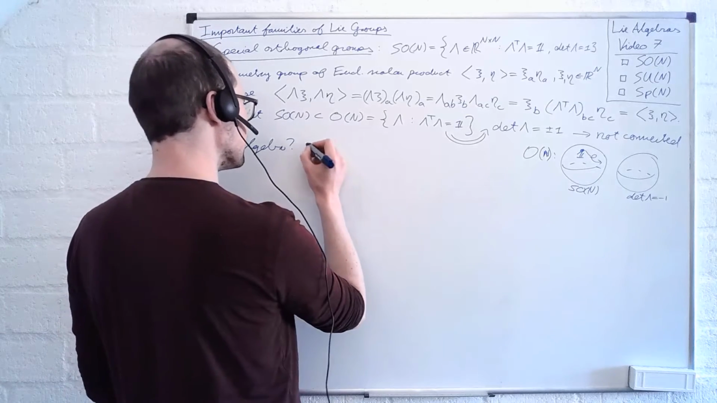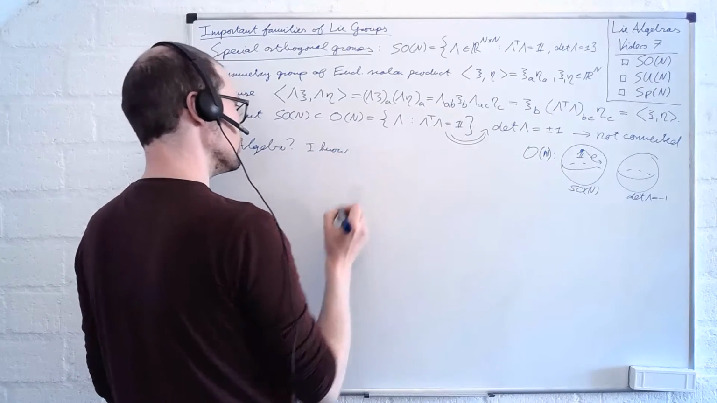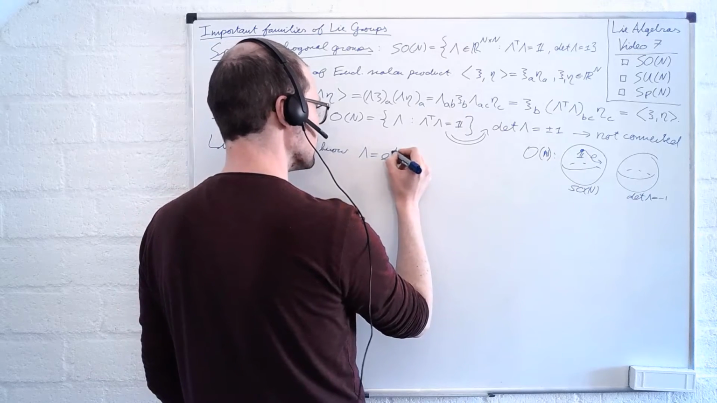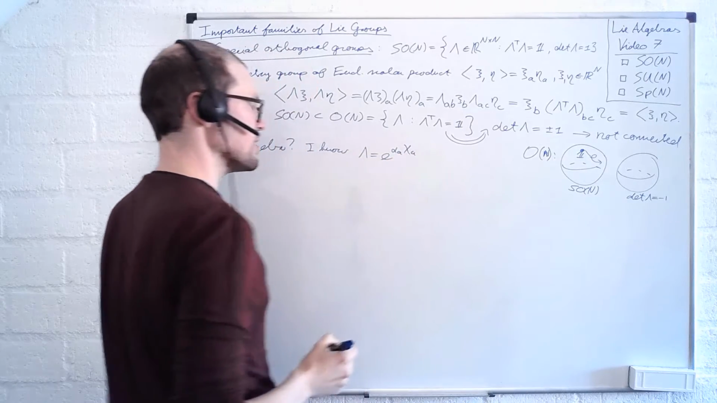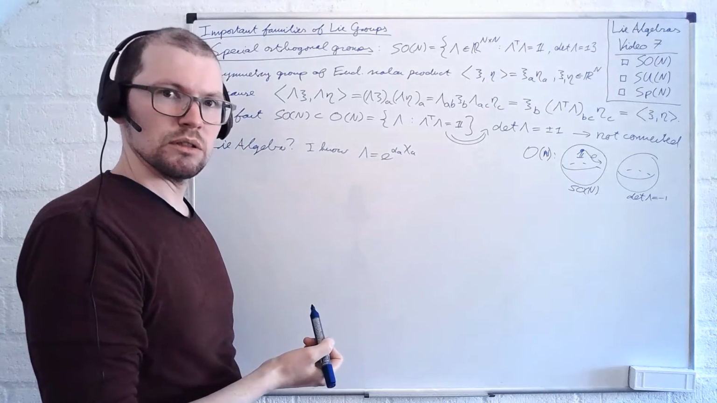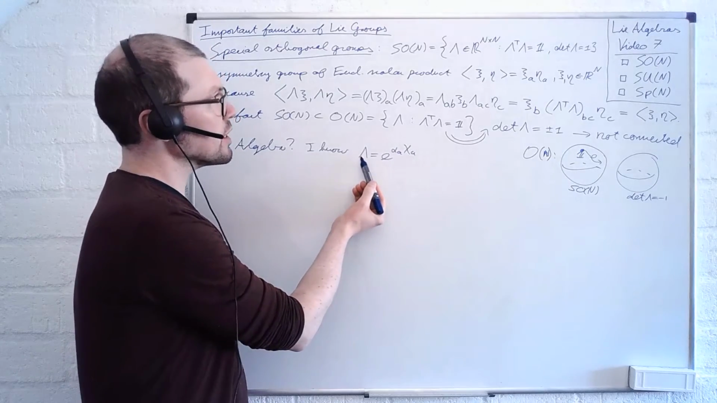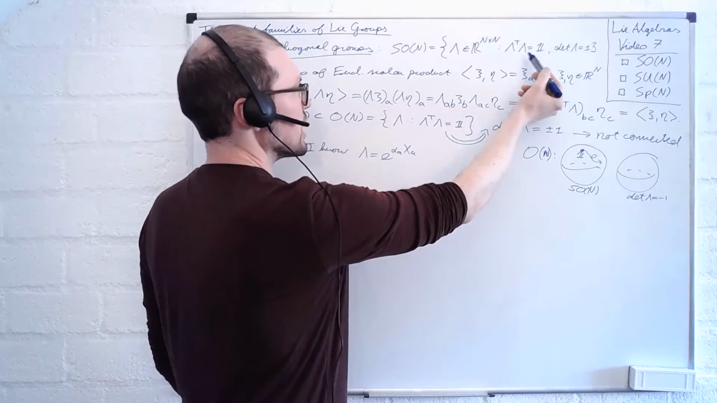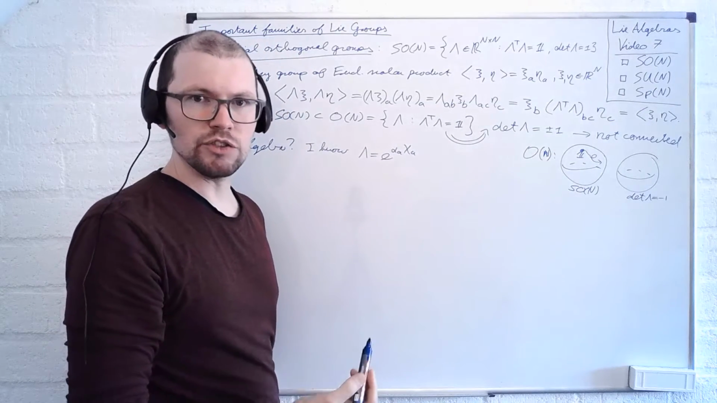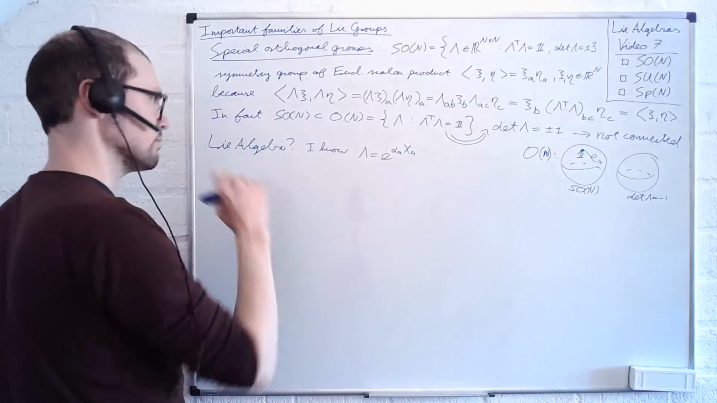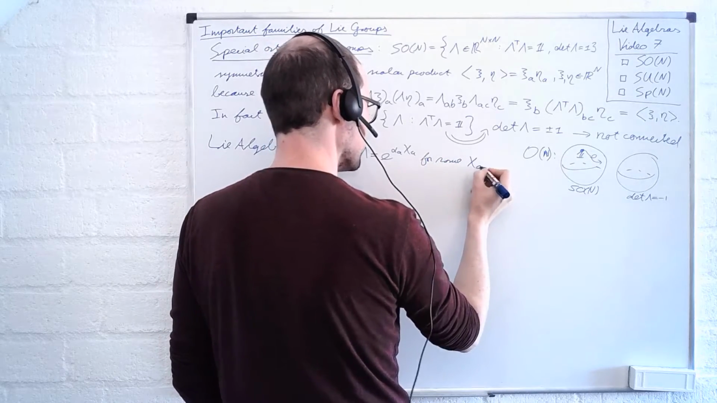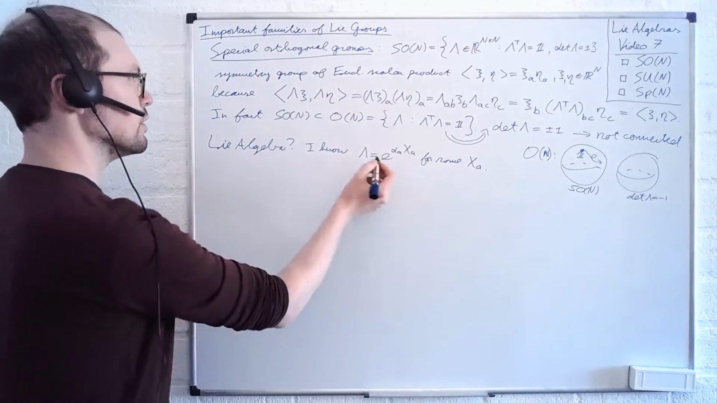So I know there will be some generators such that Lambda is the exponential of e to the alpha_a X_a, where the generators X_a and the number of them are still to be determined. Let me now just impose on Lambda the restrictions, the orthogonality and the determinant, and then see what that means for the generators. And then I can just read off what this Lie algebra is. So for some X_a generators, let's see what that means.